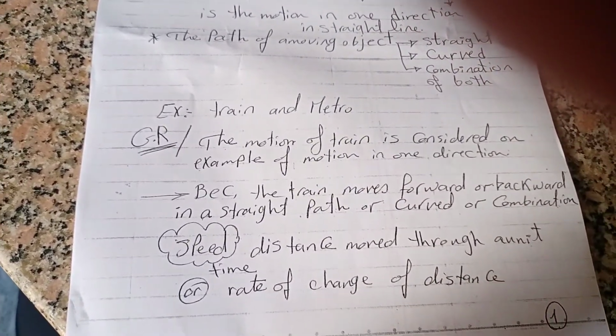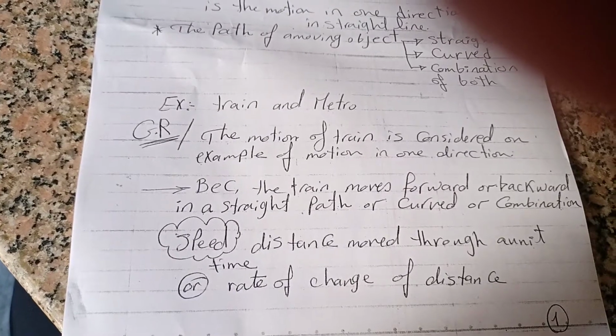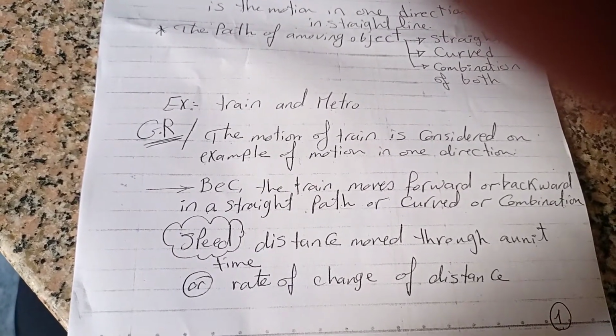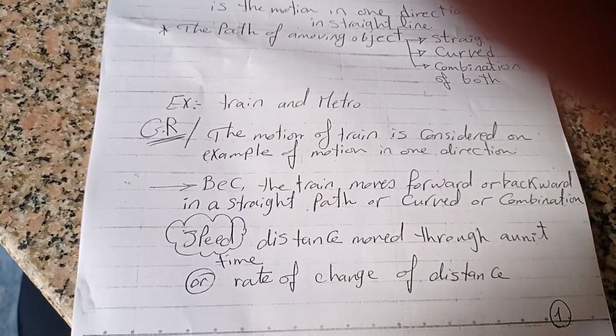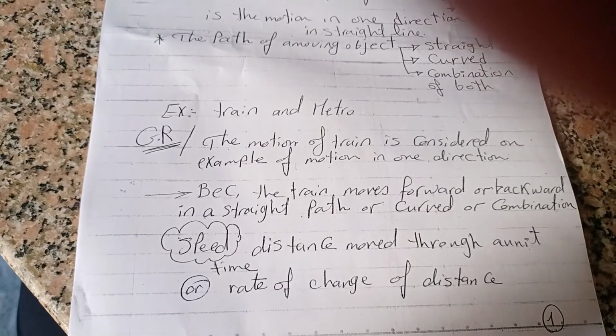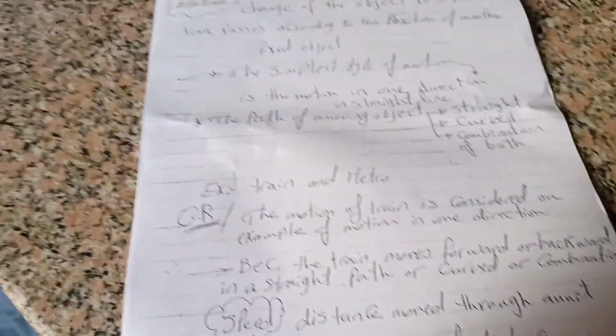When we describe speed, we must have distance and time. Speed is the distance moved through a unit time, or the rate of change of distance. Rate means divided by time. So the rate of change of distance means distance over time.